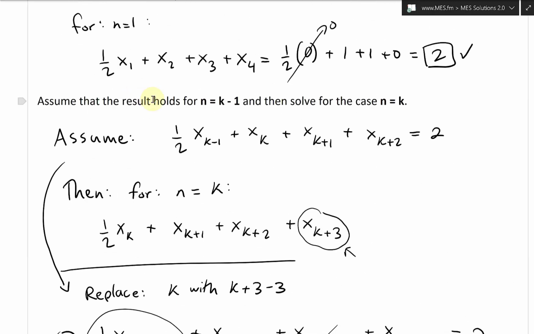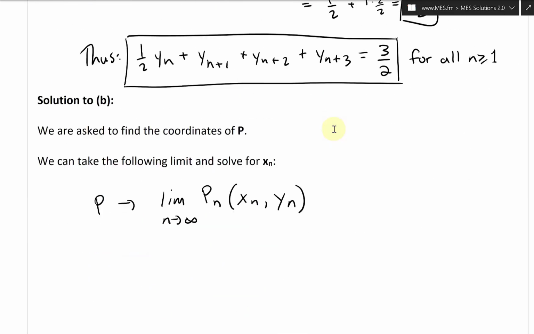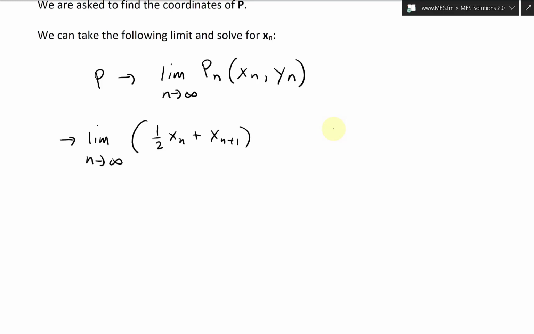Let's go back to the full equation. We have 1/2 xn plus xn+1 plus xn+2 plus xn+3 equals 2. So if we take the limit as n approaches infinity of 1/2 xn plus xn+1 plus xn+2 plus xn+3, the limit is 2, because all of that equals 2.